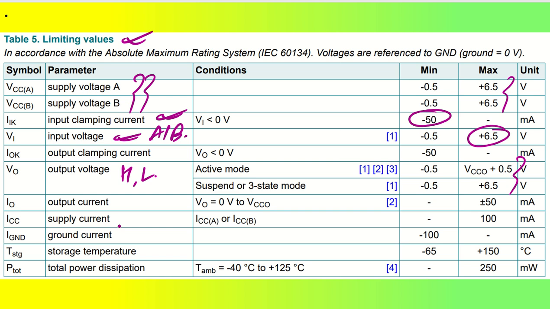Coming back to the output current, the output current in each channel will be up to plus minus 50 milliampere, but this is a limiting value; you will not be getting this much. We will be seeing the recommended values as well, and this is all about this particular understanding. We have total power dissipation across this IC of 250 milliwatt. And as you can see, we have ground current which goes up to minus 100 milliampere.